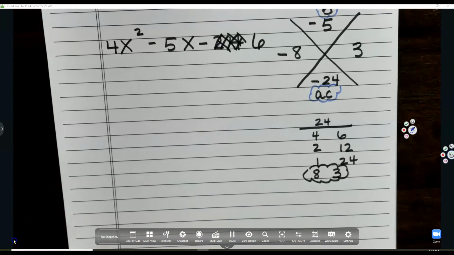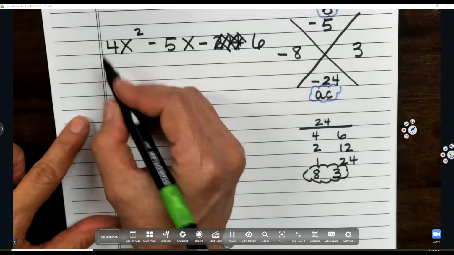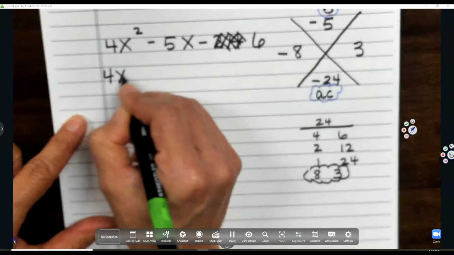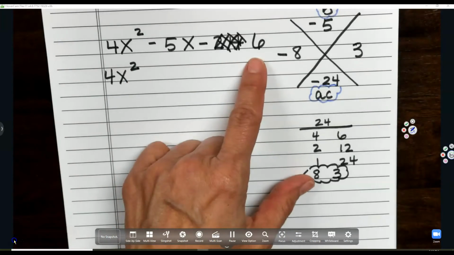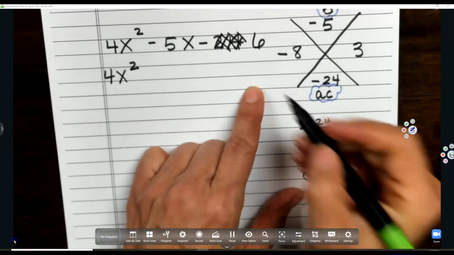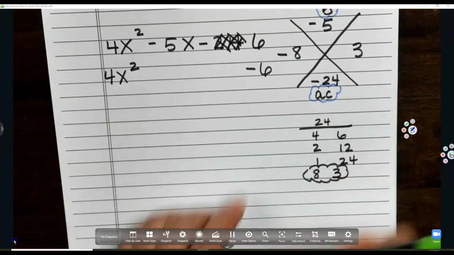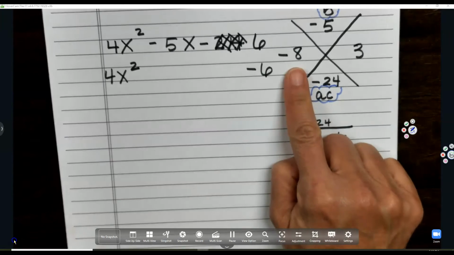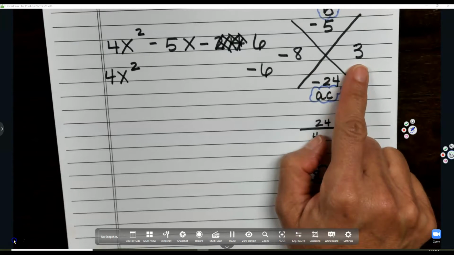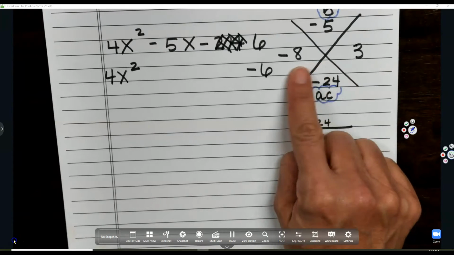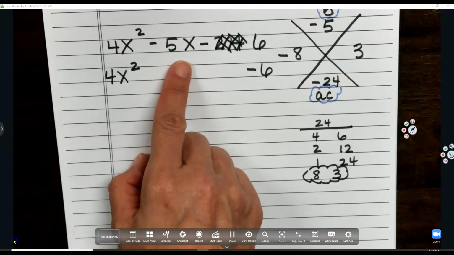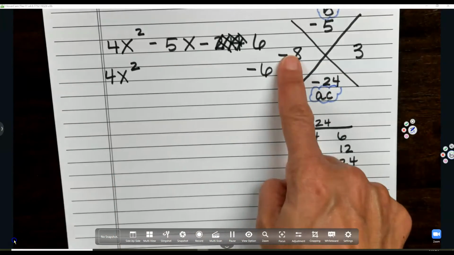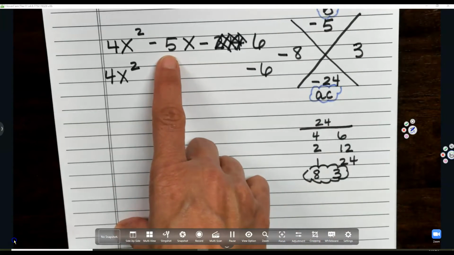On the next line of my work, I don't draw parentheses. Let me write it first. I'm going to recopy this first number, 4x squared. I'm going to recopy this last number way over here, the -6. And then, y'all, what's a -5 and a +3 make again? When I combine those, what is that? A -5. A -8 and a +3 make a -5.